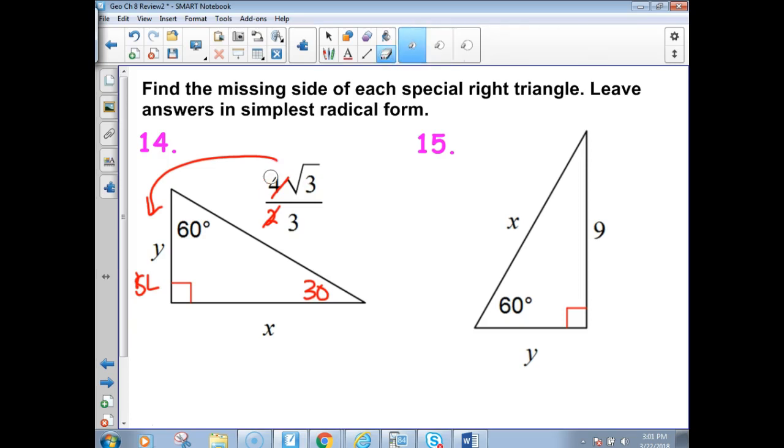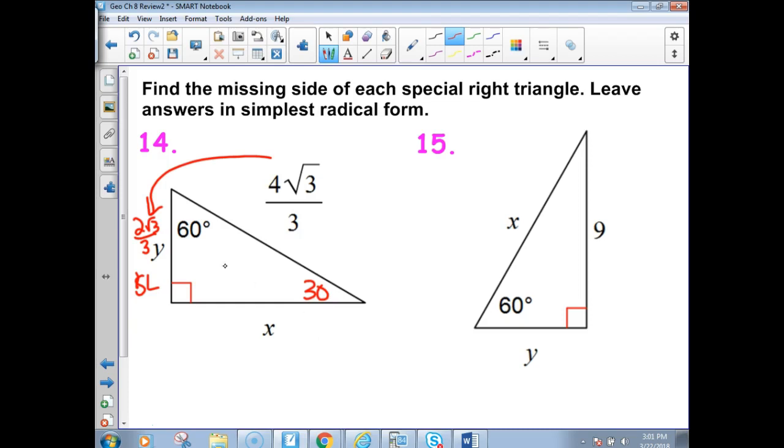Now, don't write that. I don't want you writing that on there. I'm just trying to show you how I got it. Half of 4 square roots of 3 over 3 would be 2 square roots of 3 over 3. That's the answer for the short leg. All I was showing you is that taking half of that only divides the 4 by the 2.